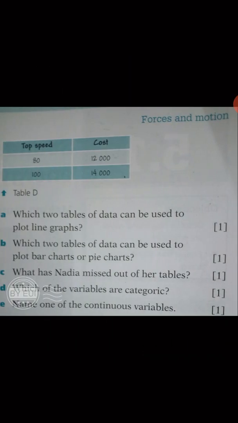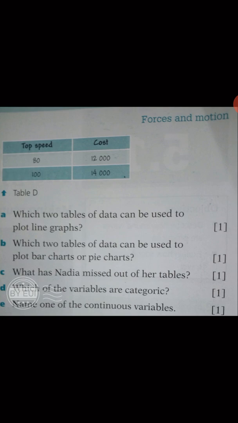The next question, question 10C. What has Nadia missed out of her tables? So here it's a general question, not linked with the types of variables, but fuel consumption is missing in the table. Before you purchase a vehicle, you should also know the fuel consumption of the vehicle. That can be the answer, how much fuel that scooter is consuming, it should be economical for the person to buy. If it's using more fuel, then you will spend more money if you travel with that vehicle. So fuel consumption is the answer to C.